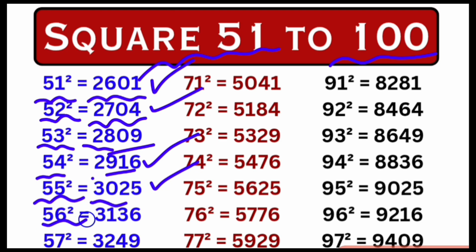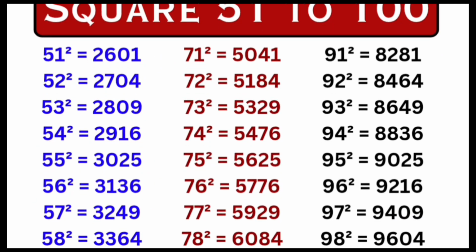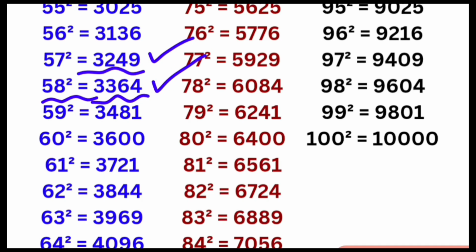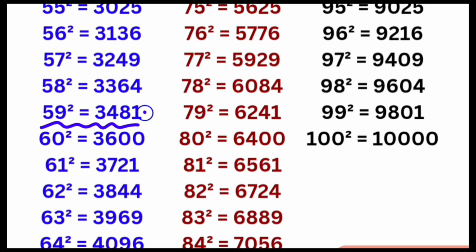Square of 56 is equal to 3136. Square of 57 is equal to 3249. Square of 58 is equal to 3364. Square of 59 is equal to 3481. Square of 60 is equal to 3600.